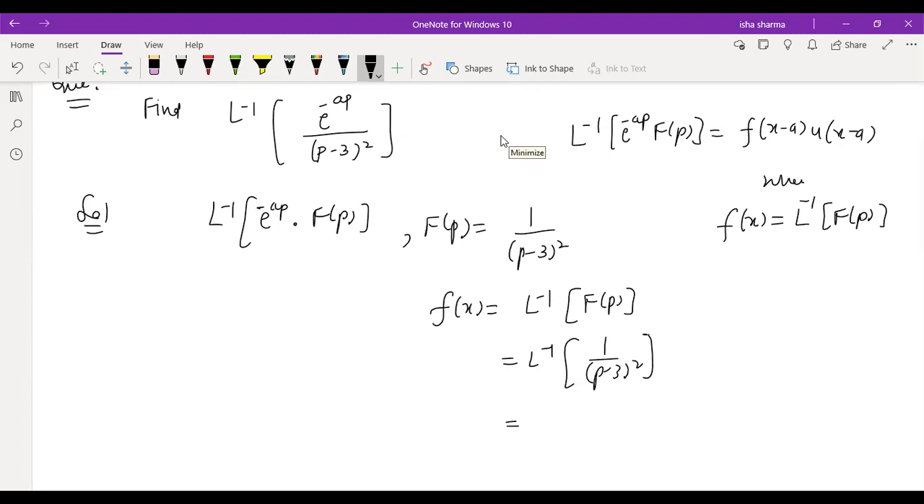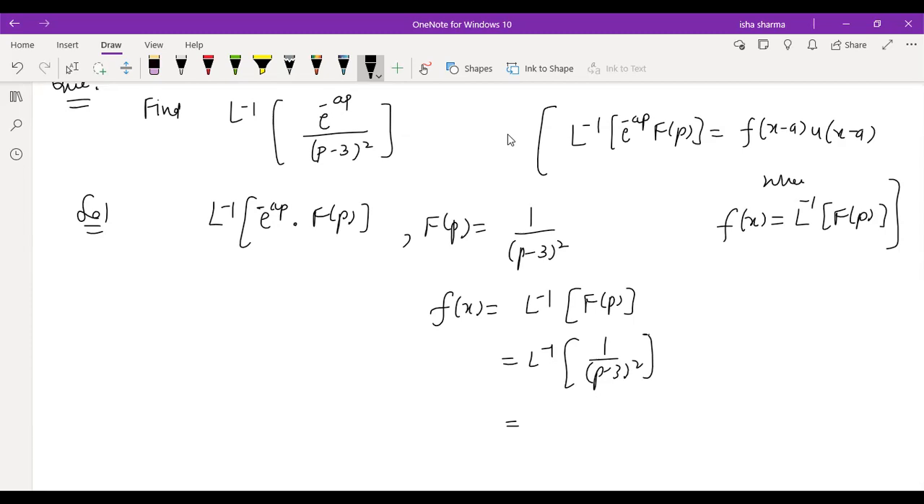Yes, Harkirat, you're asking when to use the second shifting property. Is it only this, because the second shifting property for computing Laplace inverse transform is this formula, which I have written here, right? So you can see the type of function for which you are computing the inverse is of this type, e raised to power minus ap into F(p), right?